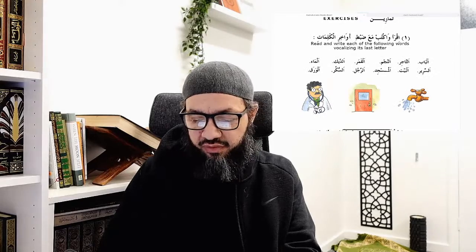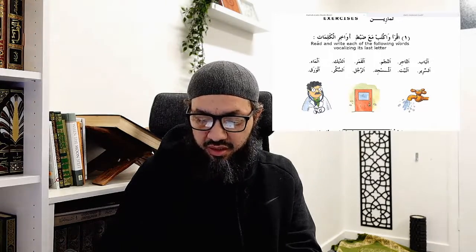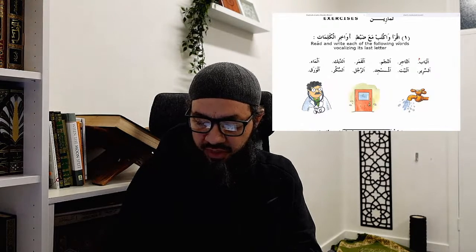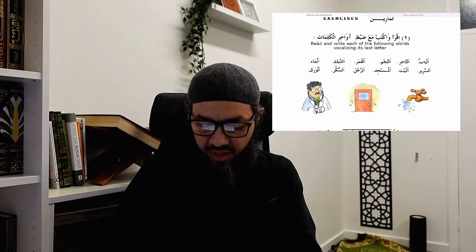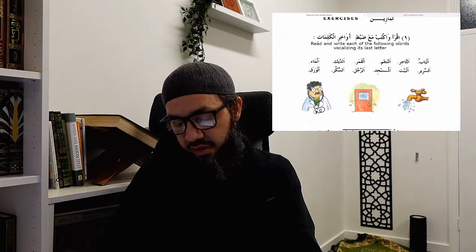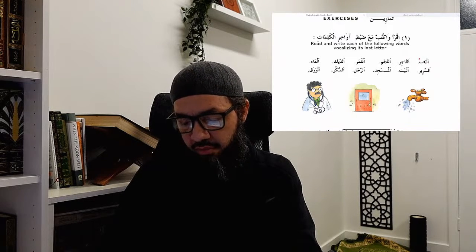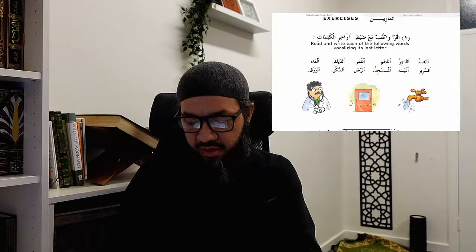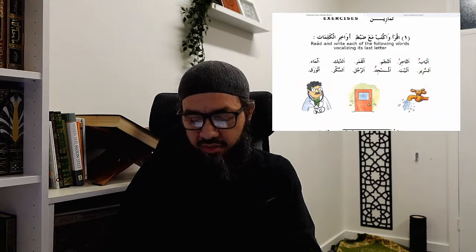Exercise, same as the first chapter. Read and write each of the following words, vocalizing the last letter, i.e. if it has alif and lam, it has one dhamma. If it doesn't have alif and lam, oh, this is different. This is showing whether the word begins with a sun letter or a moon letter. The ending is going to be the same in all of them. One dhamma. Al-qamaru, ad-diku. Okay.